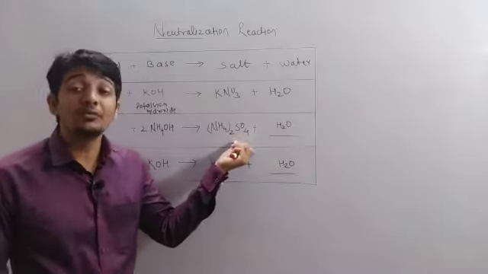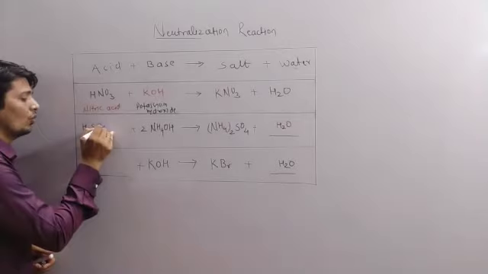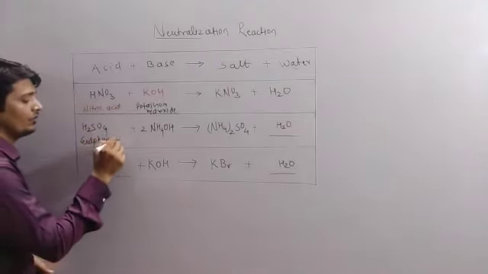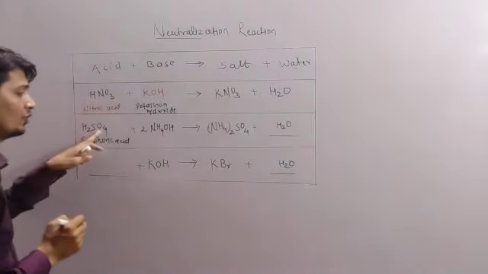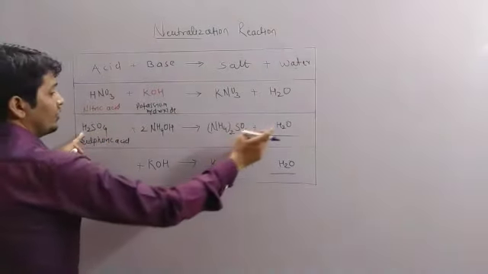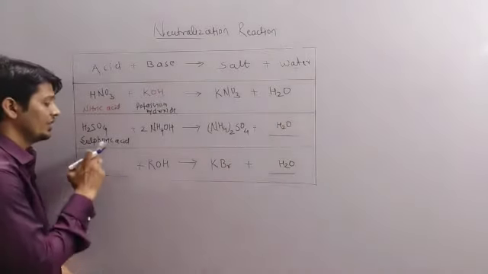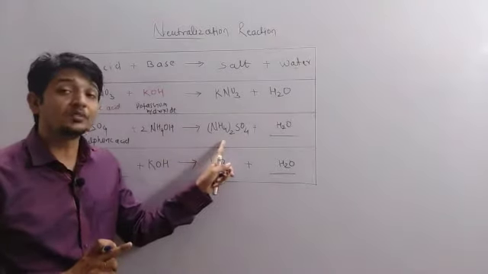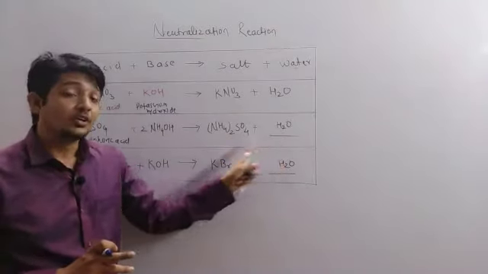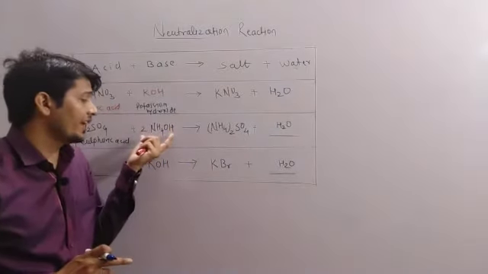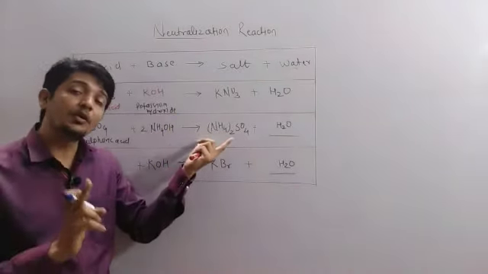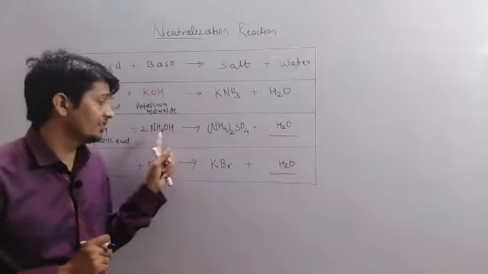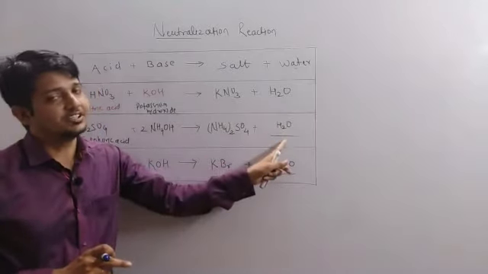Sulfuric acid is H2SO4. So here SO4 is here and H2 is used to form water. So sulfuric acid, when it reacts with ammonium hydroxide, gives ammonium sulfate, which is the salt, and water. When I say the name of this compound, you have to pause the video and write the name. It is ammonium sulfate, it is ammonium hydroxide, this is water.